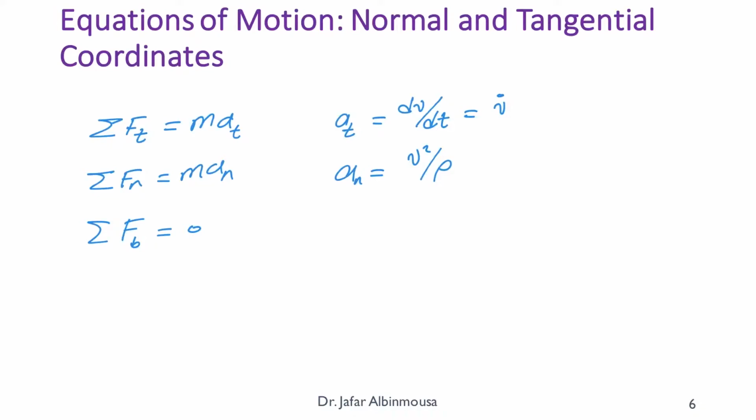Now, of course, if we write down these three equations in this format, we should also specify some sort of positive direction. So maybe this one is going to this direction, maybe this one is going to this direction, and this one is going to this direction as the positive.